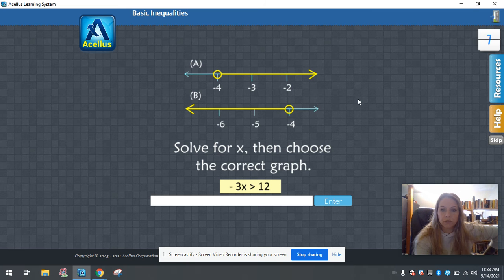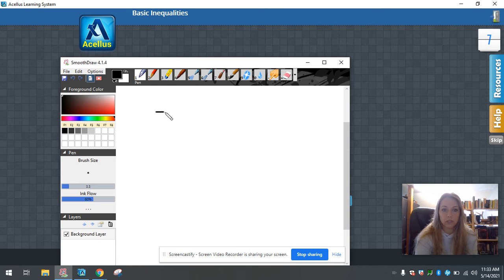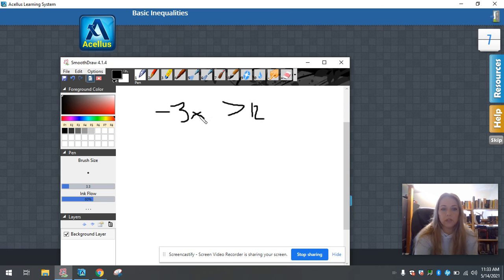So let's take a look at that first one. It says solve for x, then choose the correct graph. So we're going to solve this the way that we would kind of solve an equation. Negative 3x is greater than 12. So to undo, we're going to try to get x by itself.